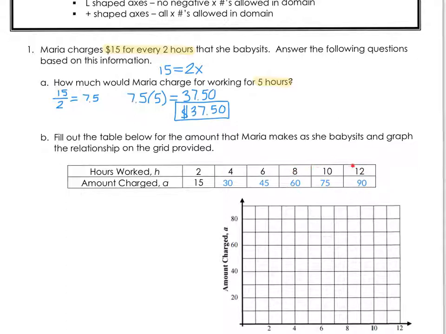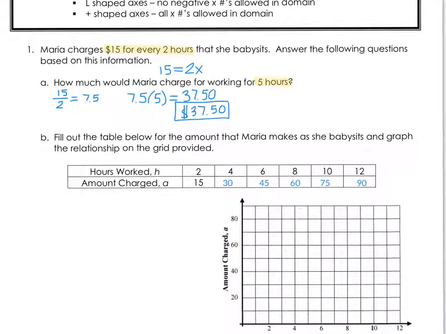And I can see that. Always make sure that you check to be sure that the hours is going up by 2 every time, because they might have jumped all of a sudden to like 20 hours or something like that. Then we would have to use my rate, so 7.5 times the number of hours. Okay, and then we need to graph the relationship on the grid provided. So now I'm just going to plot these points.